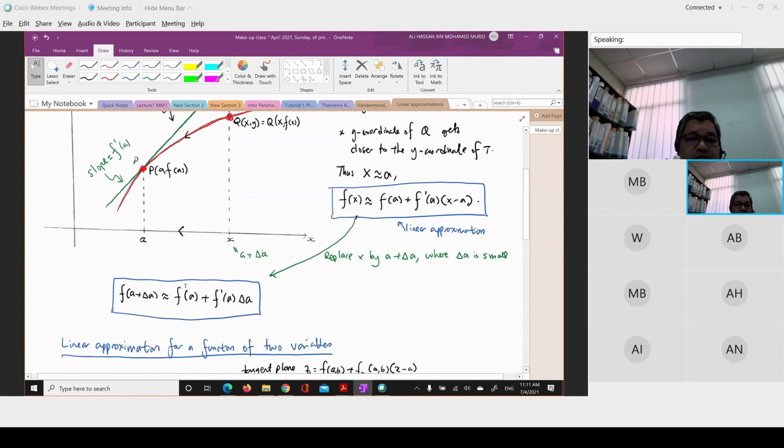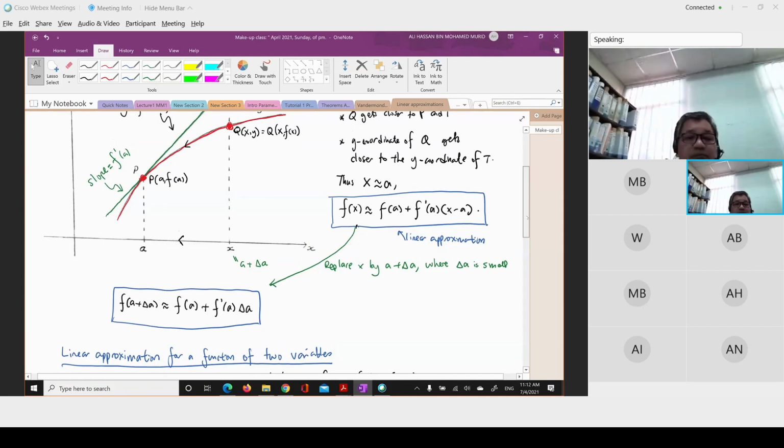So if I know f(a), and I want to approximate a value close to a, we can use this formula to get a quick estimate. So that's the function approximation for a single variable. Now we extend the idea, linear approximation, to a function of two variables, z equal to, say, f(x,y).